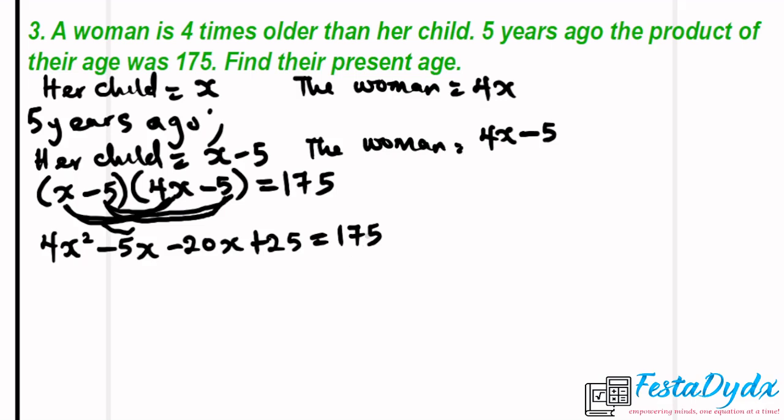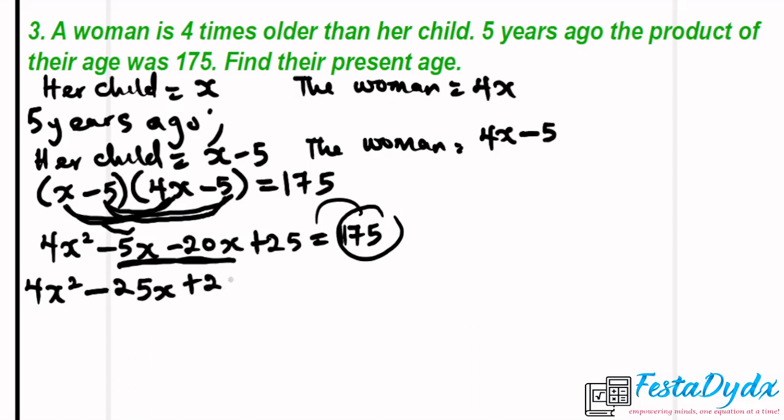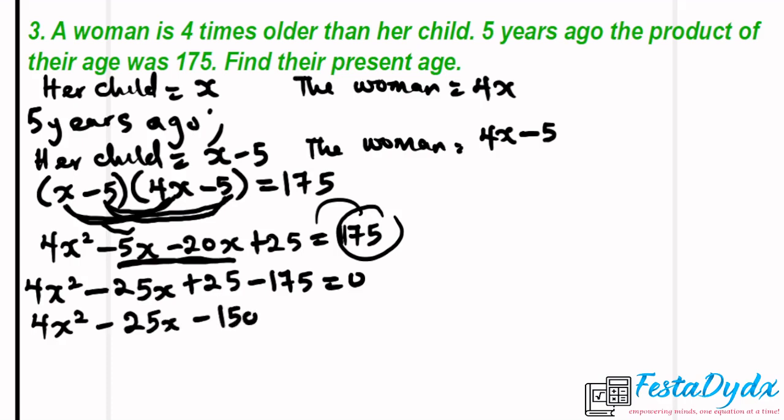So I'm going to bring 175 inside, and then I need to work with the like terms. They are like terms, so we need to add them together. So now we'll have 4x squared, minus 5x minus 20x is minus 25x, and then plus 25 minus 175 as it crosses the equation sign, all equal to 0. So we have 4x squared minus 25x minus 150 equal to 0.